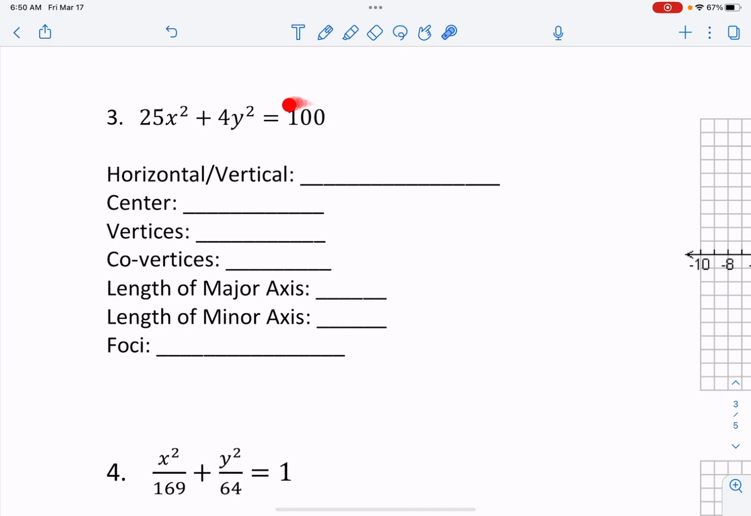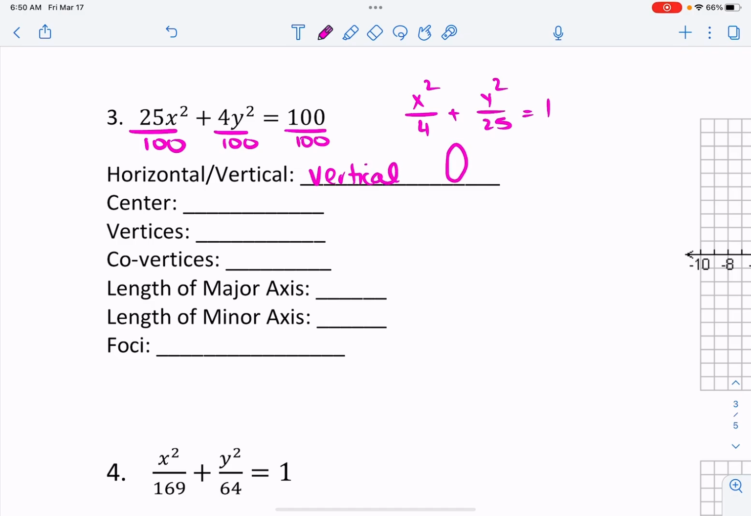Remember that in order for it to be in standard form, this number has to be 1. So what you're going to do is divide every single term by that constant. So we're going to get x squared over 4 plus y squared over 25 is equal to 1. Now we're going to look at 4 and 25. 25 is bigger, and it's underneath the y. So this is going to be a vertical ellipse. So it's going to look like this.